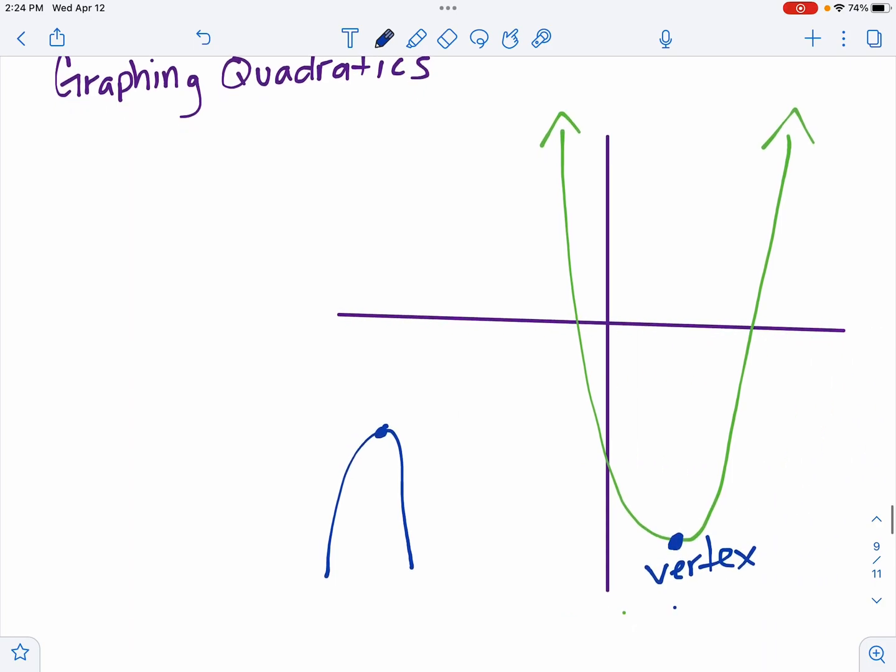How do we find the vertex? To find the vertex, you're going to do the opposite of b over 2a and then plug it in. That'll make more sense when we actually start doing it.